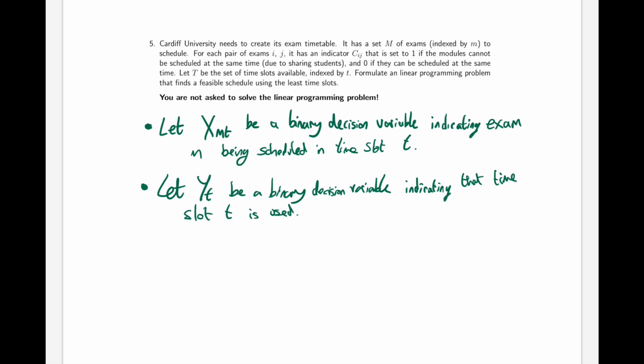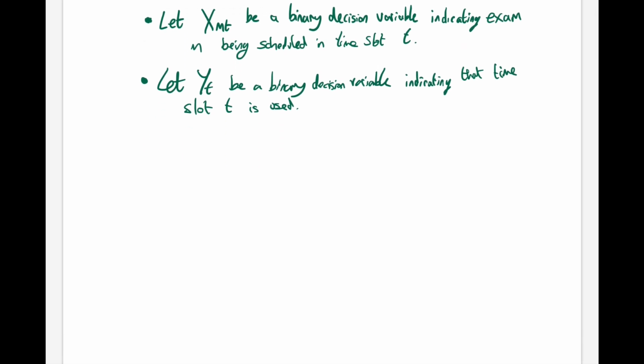Once we have these, we can start thinking about our linear programming problem, which will consist of an objective and some constraints. Now, our objective would be to use the least amount of time slots possible, so we can represent that as minimize the sum of all the y_t for every t in our set of time slots T. And we have some constraints.